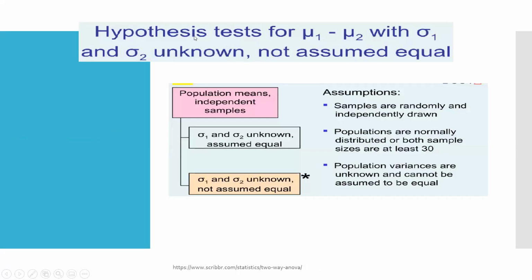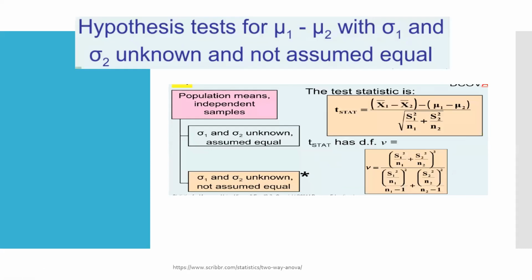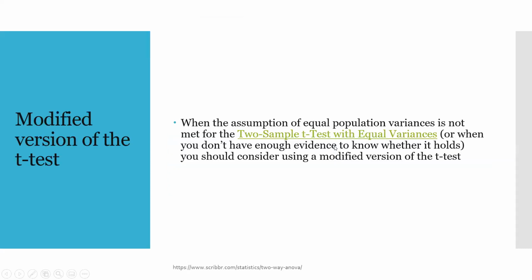And the last is the hypothesis test for mu1, mu2 with unknown standard deviations or variances that are not assumed equal. So for this case, the samples again are randomly drawn and populations are normally distributed, similar assumptions, but the test we apply is different. Here we also use the t-statistic and the degrees of freedom, but we use a modified version of the t-test to identify the population means where variances are not considered equal.